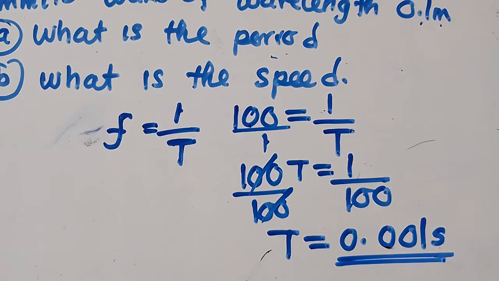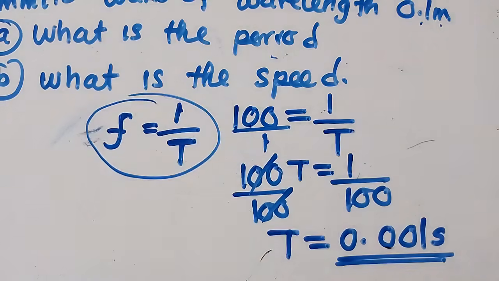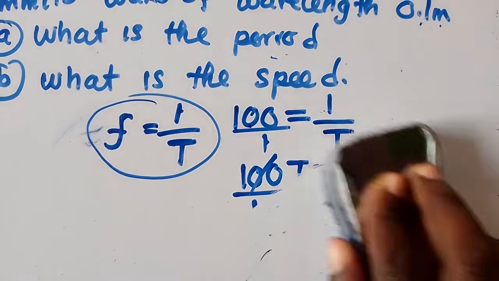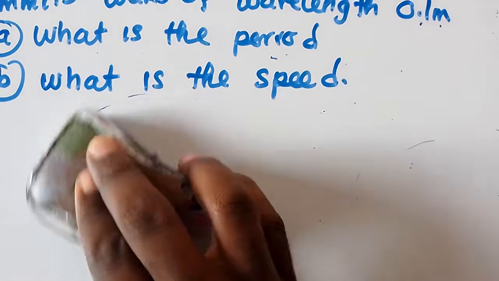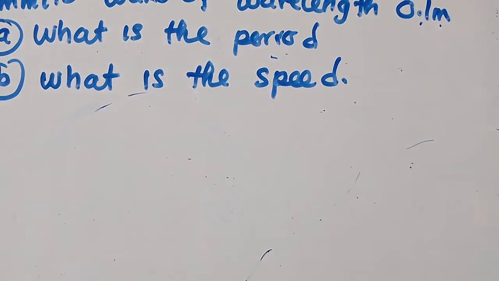This is the period that you are told to calculate. We've used this formula, and this is the formula that you need to use when you want to calculate such questions. So make sure you understand this point clearly. This is how you calculate period. So we move to the other question. What is the speed? You are told to calculate speed.